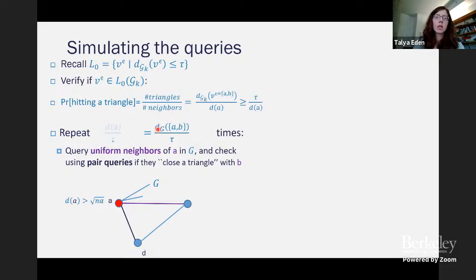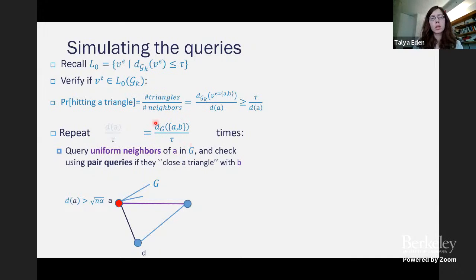In expectation, when we are looking at an edge in the graph which is chosen uniformly at random, and we are looking at its degree, then by the properties of the arboricity, this will be bounded by alpha. The average edge degree in a graph with bounded arboricity alpha is at most alpha. And recall that tau is greater than alpha. It's the maximum between 2 alpha over epsilon and an additional term. So this is greater than alpha.